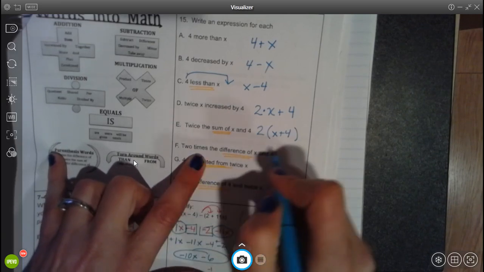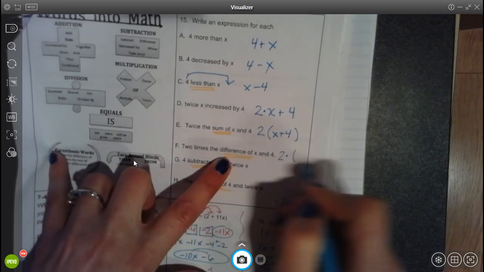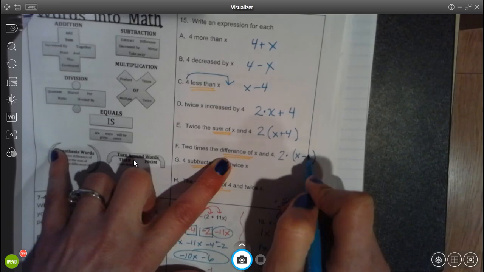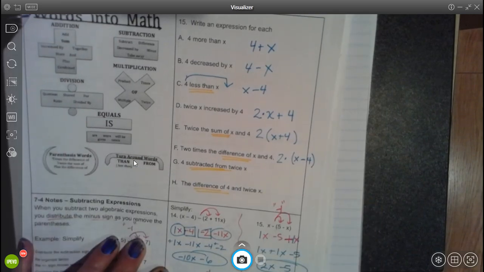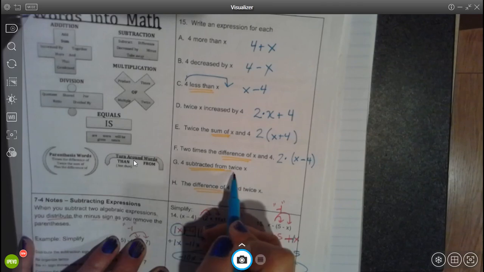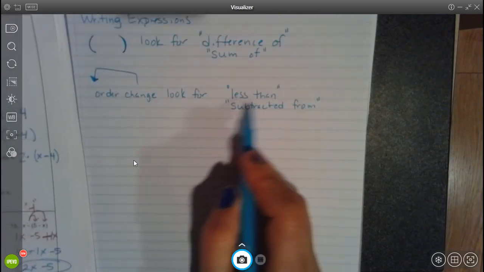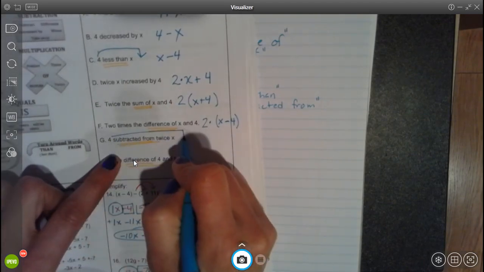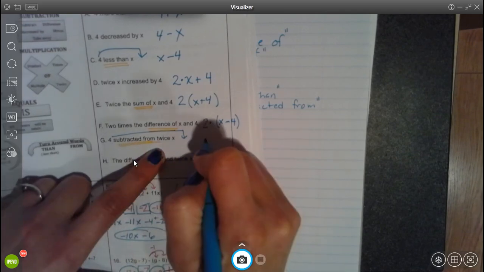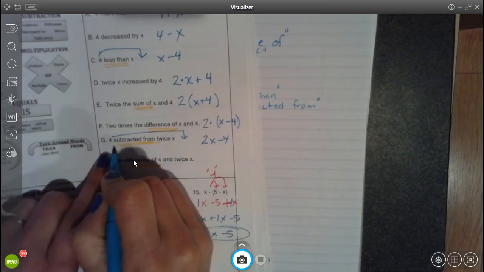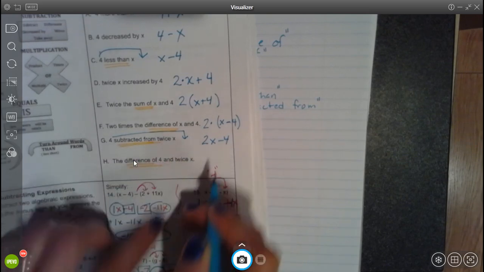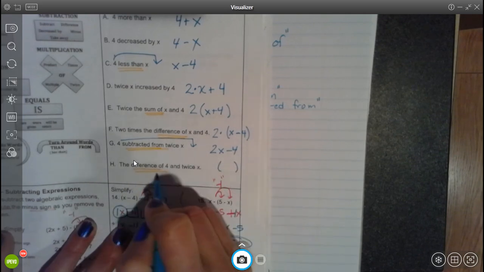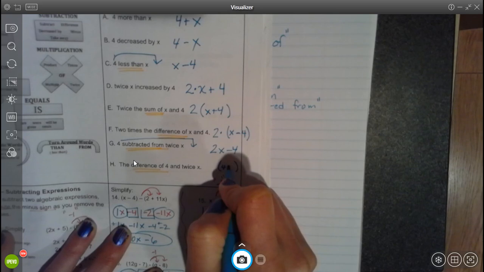Okay. Difference of. So 2 times. Difference of means parentheses with a subtraction in the middle. And what am I differencing? The x and the 4. Okay. 4 subtracted from twice x. Subtracted from is one of those phrases I'm looking for where I'm going to put this number at the end. 4 subtracted from what? Twice x. 4 is being subtracted from this right here. And the difference of is a parenthesis word. The difference of 4 and twice x.